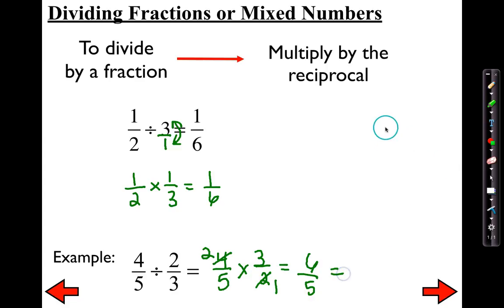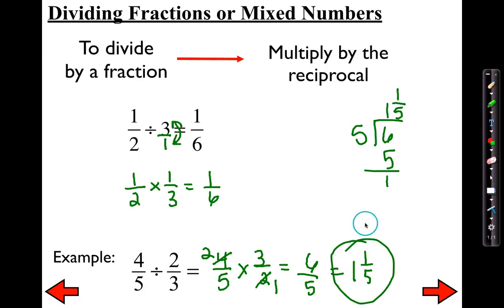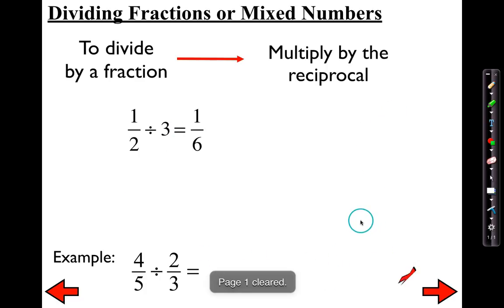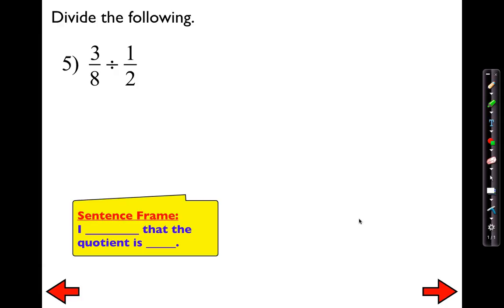Now I'm going to go ahead and turn this into a mixed number by dividing. And that's going to leave me with 1 and 1/5 as my final answer. So with that said, let's go ahead and practice a couple problems.